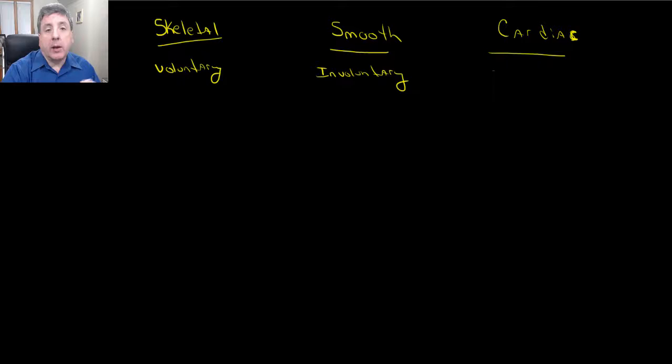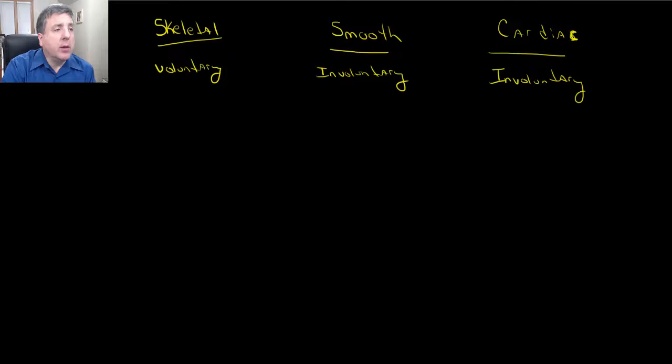That does it automatically. And cardiac is also involuntary. You can't directly tell your heart to speed up or slow down. Now, you can forcibly use your skeletal muscle, jogging, let's say, and then that indirectly will increase your heart rate, but you are not telling your heart consciously to speed up. Okay? So those are that.